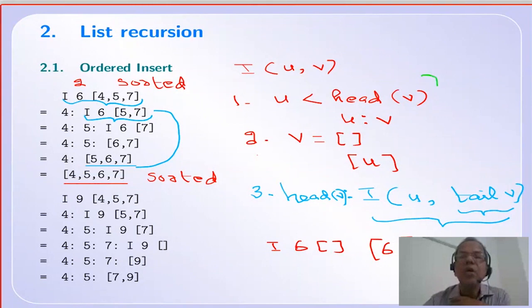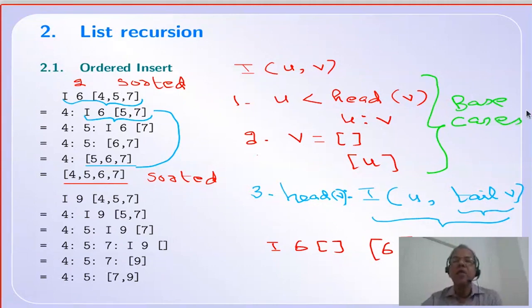These are base cases. We said every recursive algorithm should have at least one base case. It can have two base cases, three base cases, and so on. In this problem, we have two base cases, and this is the recursion step.